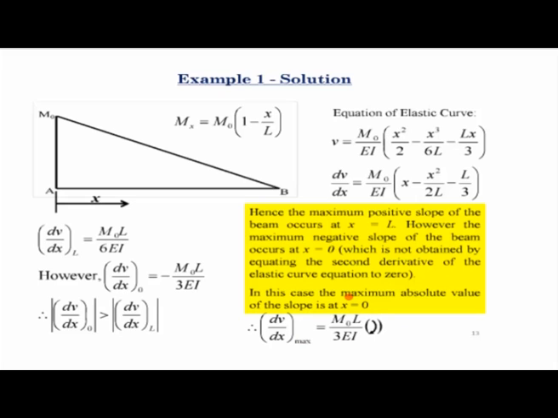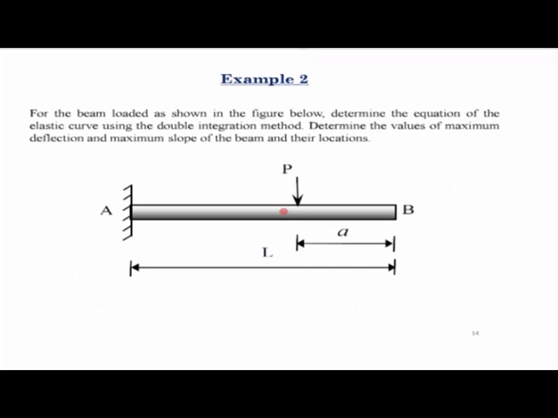So this is the first example that I wanted to discuss, and there is one more example, for this cantilever beam, which is fixed at one end and free at the other. It is subjected to a concentrated load at a distance A from the free end, and the beam is loaded as shown in the figure below. Determine the equation of the elastic curve using the double integration method, and also determine the values of the maximum deflection and maximum slope of the beam and their locations.